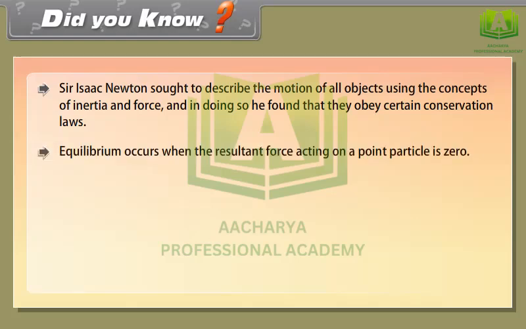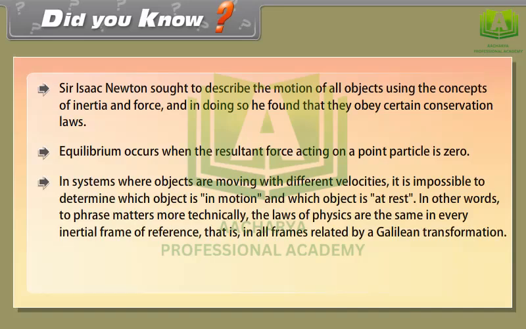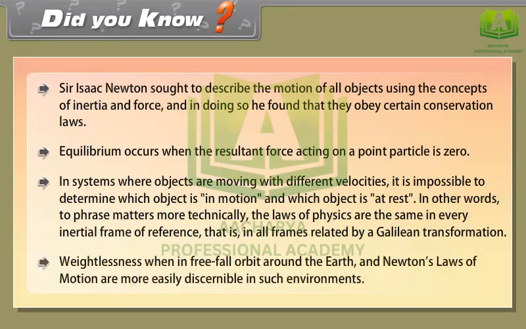Equilibrium occurs when the resultant force acting on a point particle is zero. In systems where objects are moving with different velocities, it is impossible to determine which object is in motion and which object is at rest. In other words, to phrase matters more technically, the laws of physics are the same in every inertial frame of reference, that is, in all frames related by a Galilean transformation. Weightlessness occurs in free-fall orbit around the Earth, and Newton's laws of motion are more easily discernible in such environments.